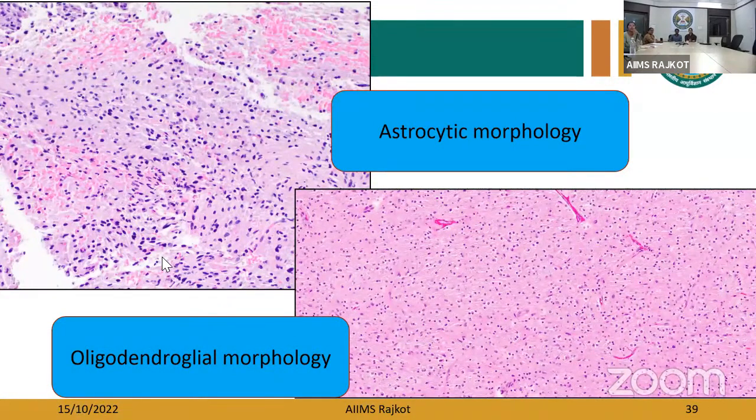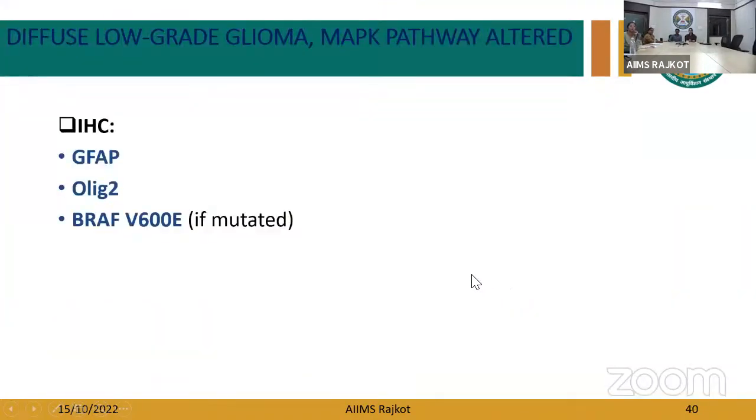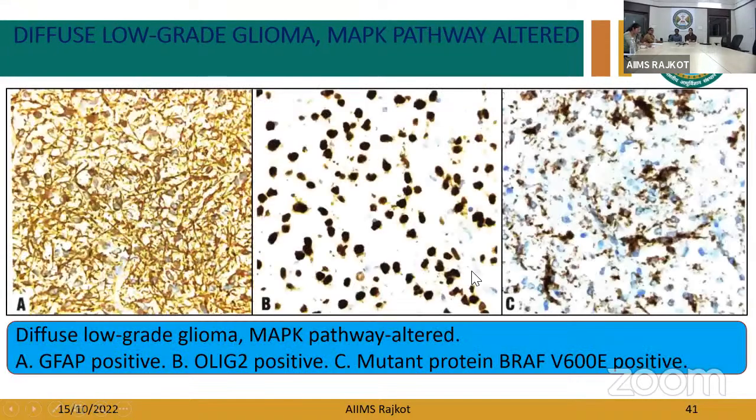Here you can see the tumor showing two different types of morphology. Sometimes it can show astrocytic morphology when it is associated with BRAF mutation, and it shows ODG-like morphology. Next. So on IHC, GFAP, OLIG2, and BRAF are positive. Corresponding images showing positive GFAP, OLIG2, and BRAF on IHC.